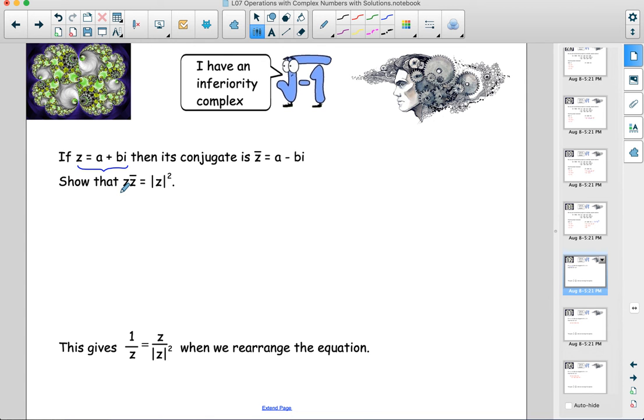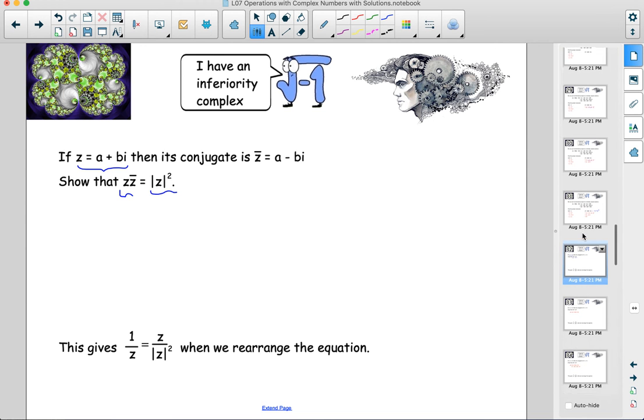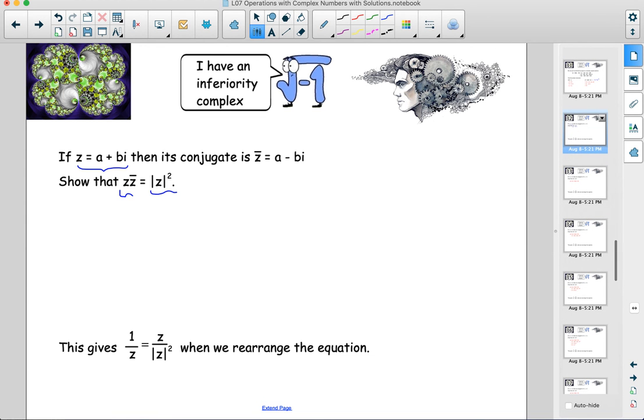What I would like you to do is prove that z times its conjugate gives me the magnitude of z all squared. So that's going to be a bit of a proof. I'm going to suggest you just start with z times the conjugate of z and see if in the end you can prove that that's the magnitude of z squared. Again, you can be in control of the timing and pause whenever you wish.